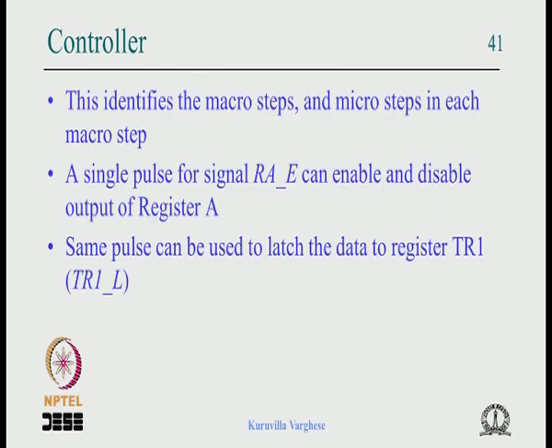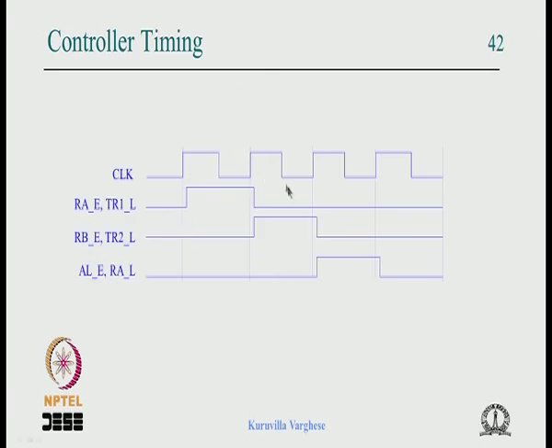So basically the possible timing waveforms are shown here. The enable and the corresponding latch get the same signal: A enable, this one latch, B enable, TR2 latch, ALU enable, and the register A latch. This waveform itself is a pulse for the first duration of the clock, second duration of the clock, and third duration of the clock. It is a little bit shifted, as if it is cooked up, so that the clock edge comes when the latch is high.